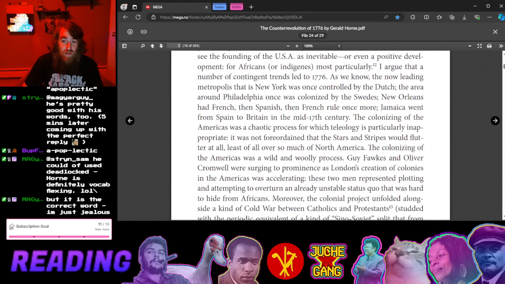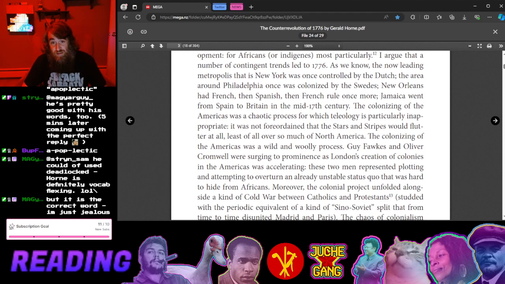I argue that a number of contingent trends led to 1776. As we know, the now leading metropolis that is New York was once controlled by the Dutch. The area around Philadelphia was once colonized by the Swedes. New Orleans had French, then Spanish, then French rule once more. Jamaica went from Spain to Britain in the mid-17th century.